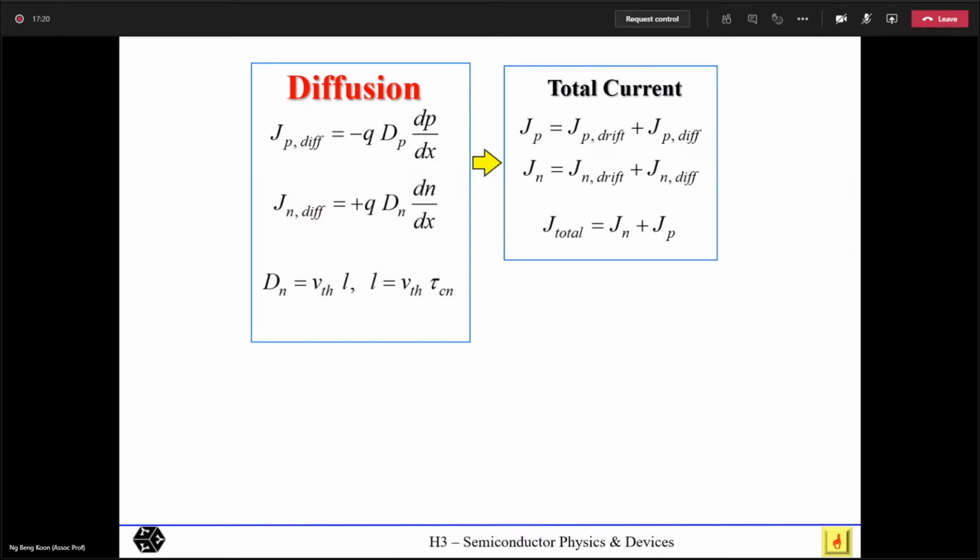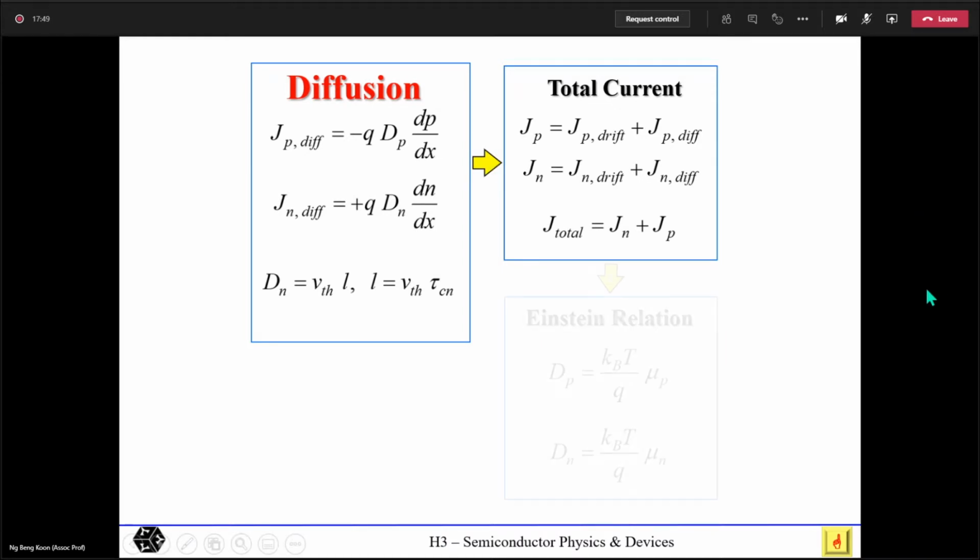Of course, whether these current components exist or not depends on whether you have an electric field in the case of drift, and whether you have a concentration difference in the semiconductor for the case of diffusion. But in general, the current that will contribute to what you measure in the semiconductor is essentially due to these 4 components. So the total current is the sum of these 4 components.